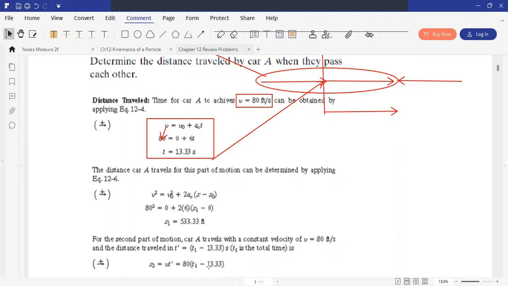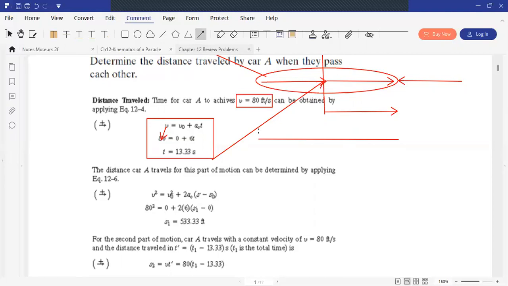Why should I do minus 13.33? Because when I started phase 2 here, the time was not 0. Time was equal to 13.33. Okay. So when I want to replace in V t prime, I should put instead of t prime, t1 minus 13.33, because when I say V t prime, I am counting t prime from here. Okay. So t prime is equal to the total time from here to here minus the time from here to here.